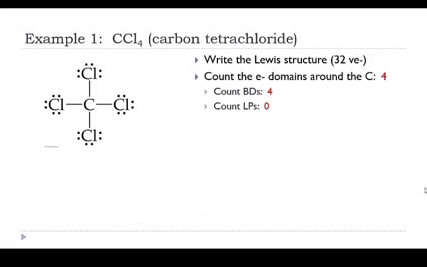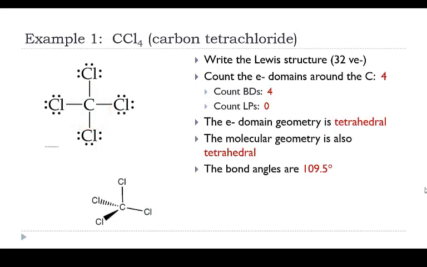Next step is to count the electron domains around the carbon. You're counting the electron domains around the central atom. There are 4. They are all bond domains, no lone pairs. From that, you can look on the table and find that the electron domain geometry is tetrahedral. If there are 4 electron domains, the geometry is tetrahedral. The bond angle is 109.5.